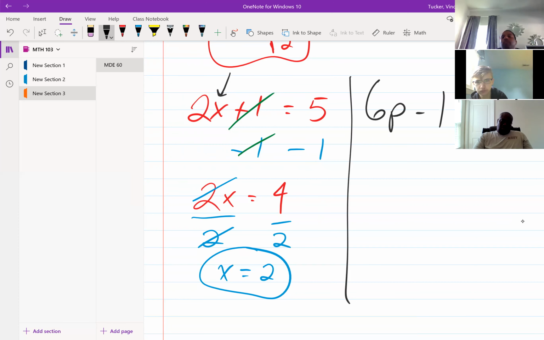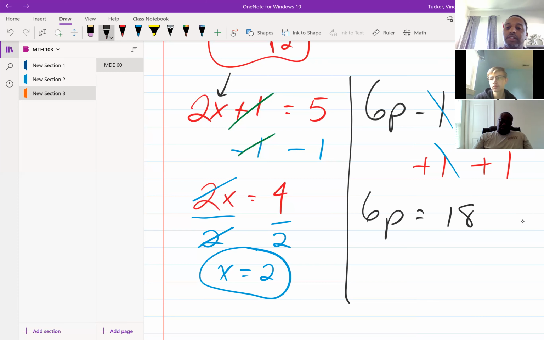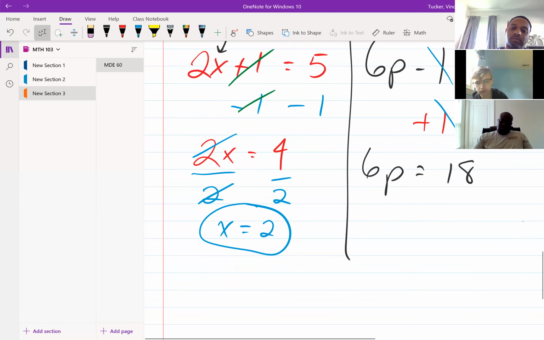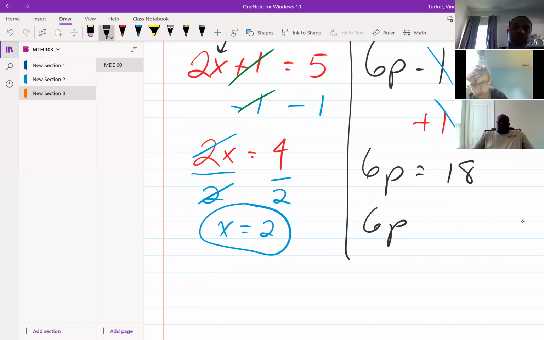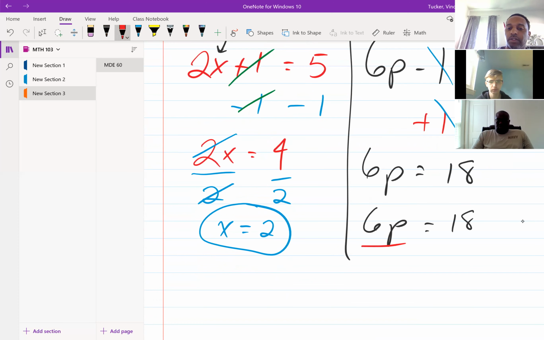All right, let's do another one similar to that. 6p minus 1 equal to 17. First thing we'll do is add 1 to both sides. 6p equal to 18. Again, I didn't have to write that over. Next, divide by 6. p is equal to 3.